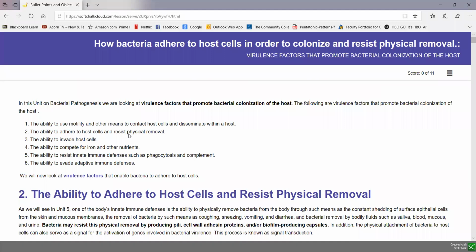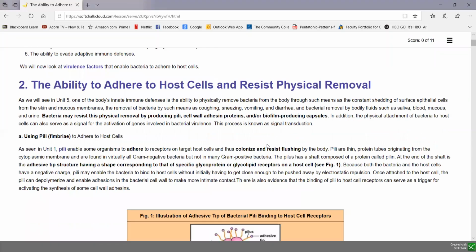So remember, our topic right now is virulence factors that promote bacterial colonization of the host, things bacteria do to establish themselves in the host. And in this SoftChalk lesson we're going to look at the second of these six different groups of virulence factors, the ability to adhere to host cells and resist physical removal.